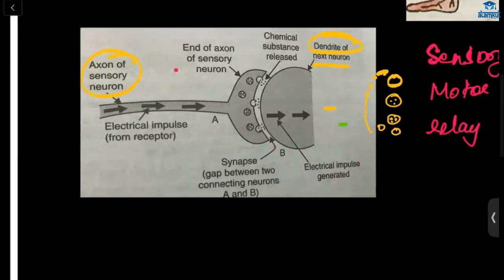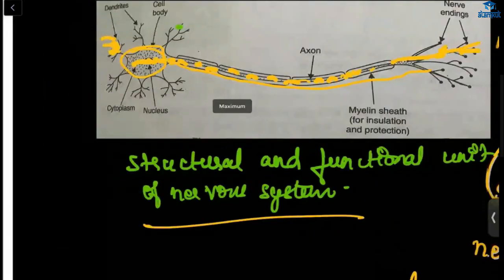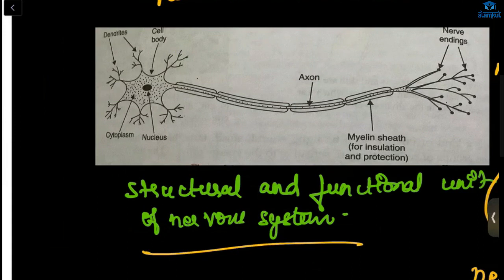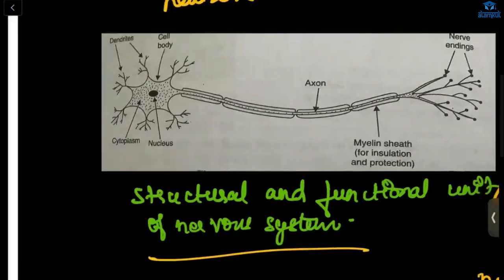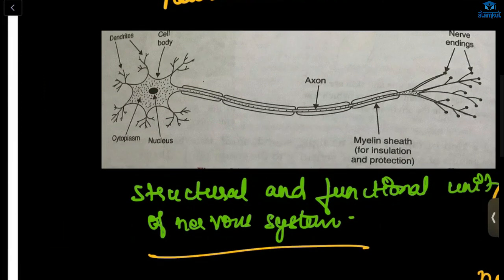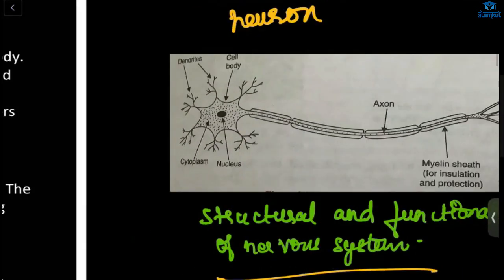Ma'am, can you show the structure of the neuron once more? What is that for insulation and protection? The myelin sheath. It is for insulation and protection, so that other signals cannot come. It will protect the signals, so no reaction will happen. That's why it is called insulation. In the cell body we have cytoplasm and this is the nucleus.